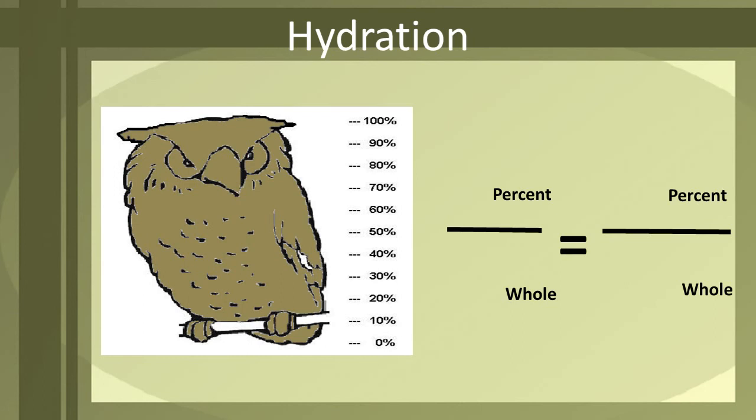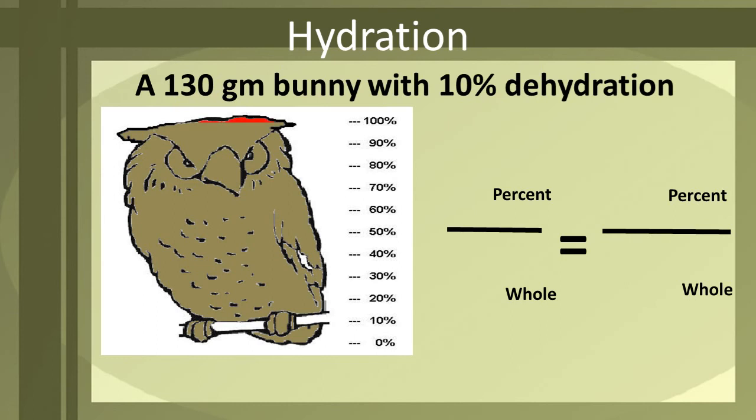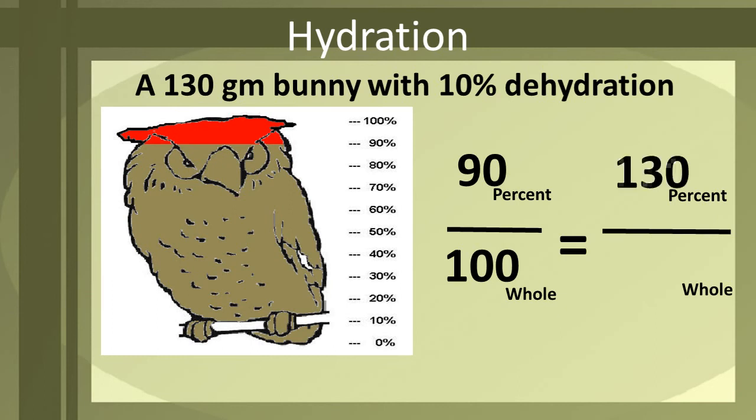Let's try a couple. We have a bunny that weighs 130 grams and it has 10% dehydration. 100 is the whole. So what number do we put on top? Well, if it lost 10% of its weight, then 90% is left. Where do we put the animal's current weight? It goes on top. Cross multiply, and you get the animal's normal weight.